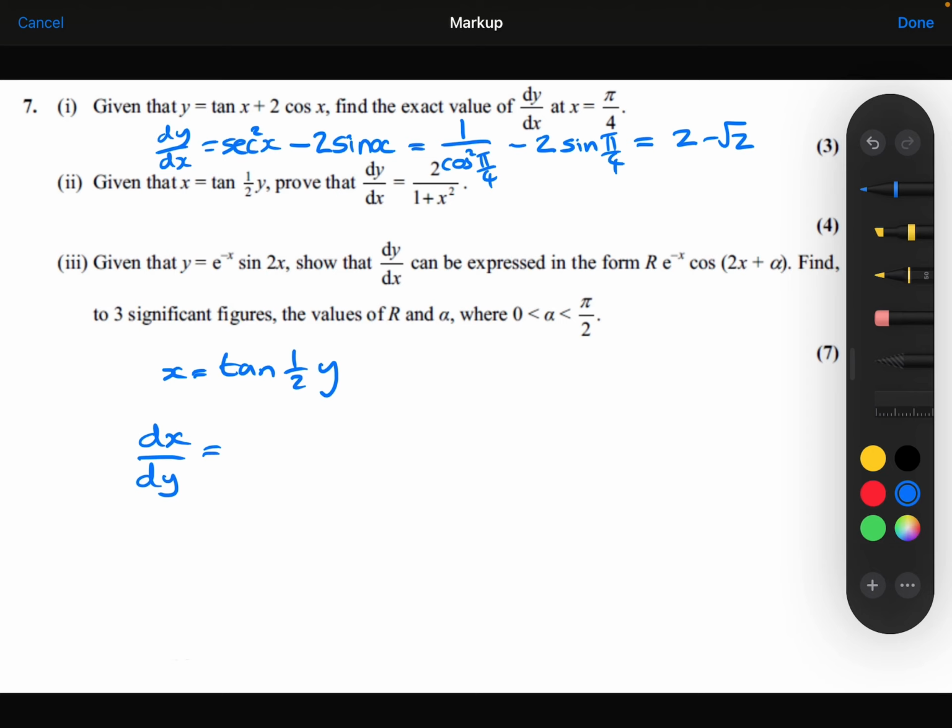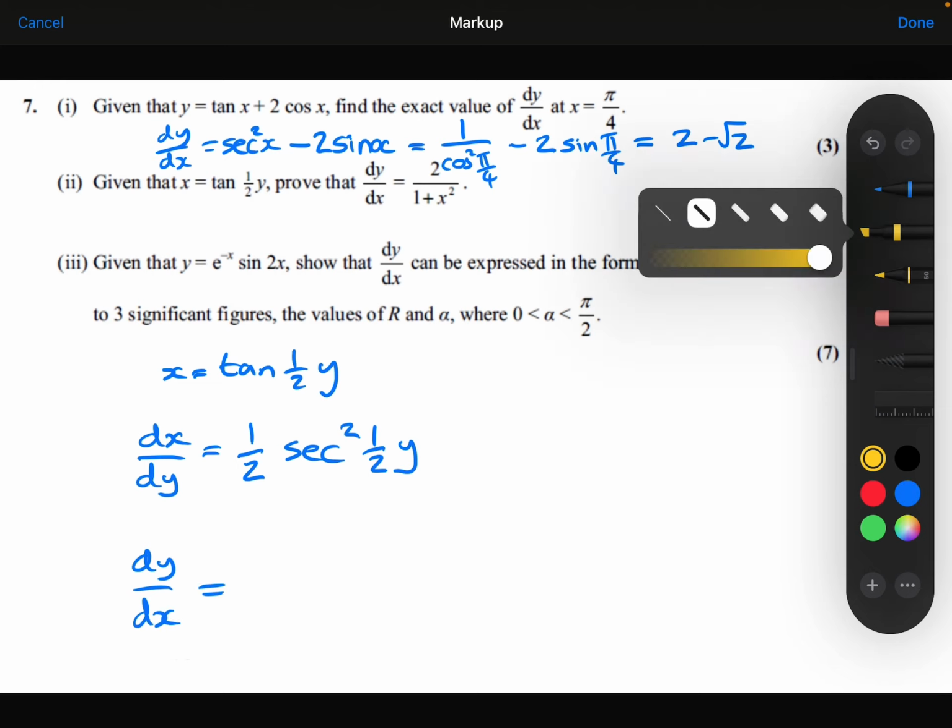Now I know that tan differentiates to be sec squared, so I'll get sec squared 1/2 y, and then by the chain rule I need to multiply by the derivative of the inside function. So the derivative of the half y is 1/2. So this is my dx by dy. I am now going to do the reciprocal of that to get dy by dx.